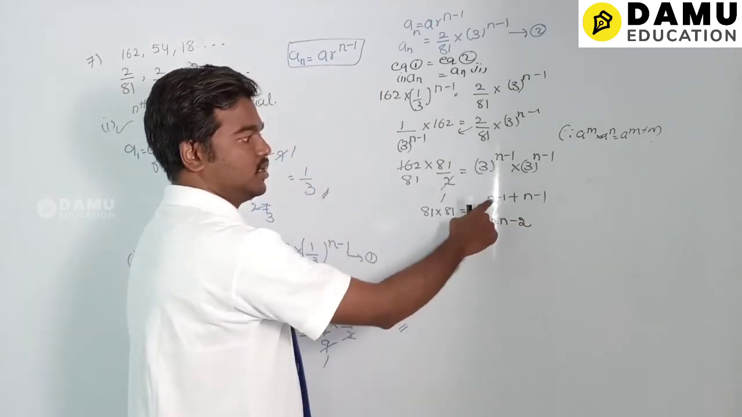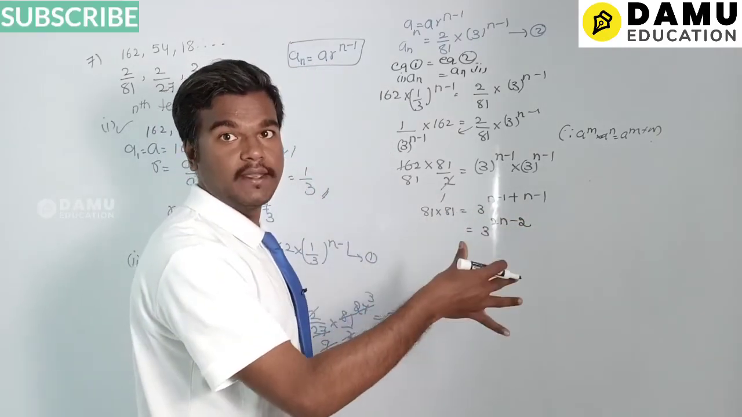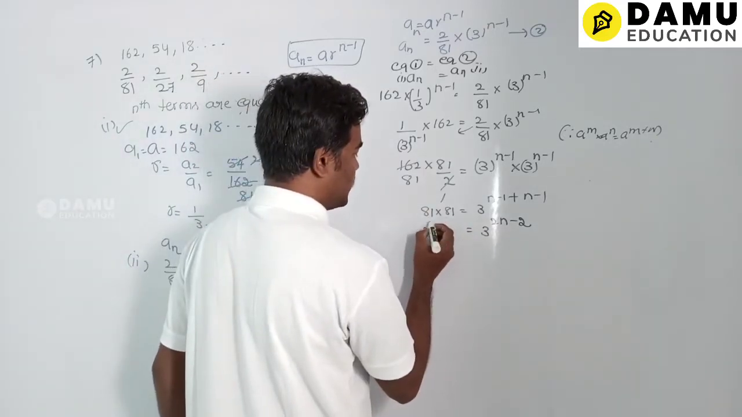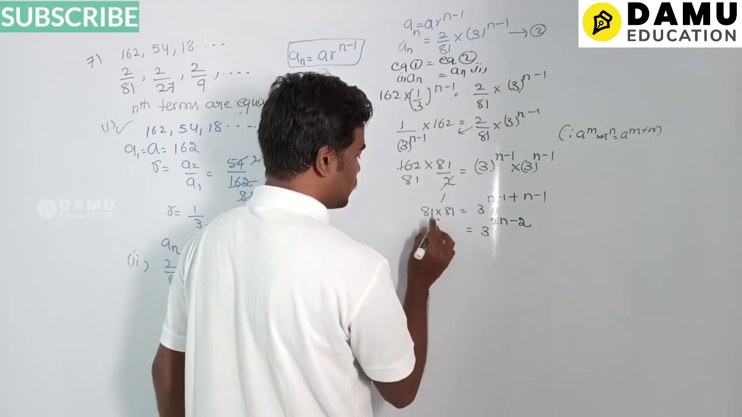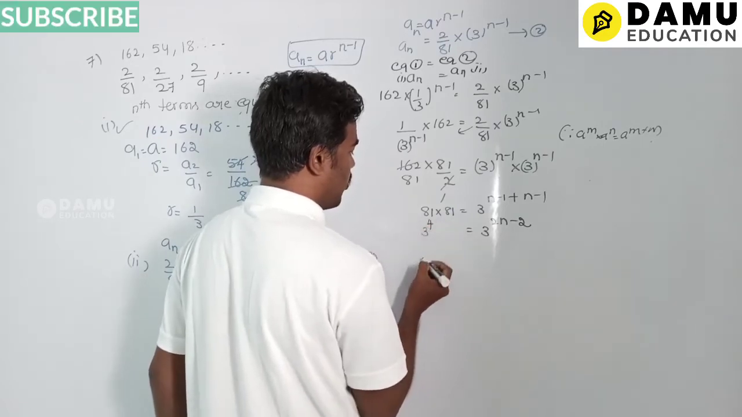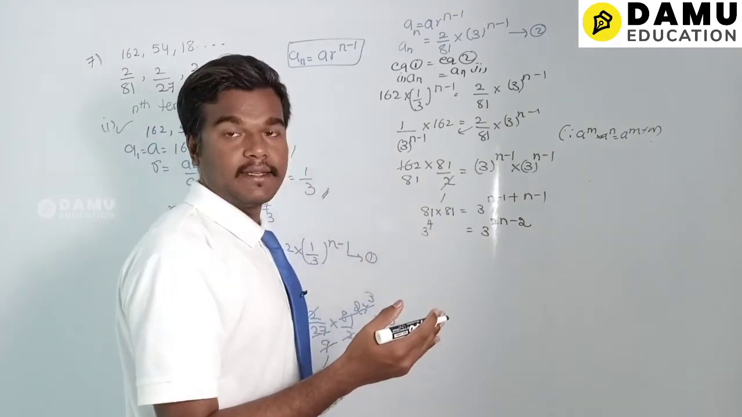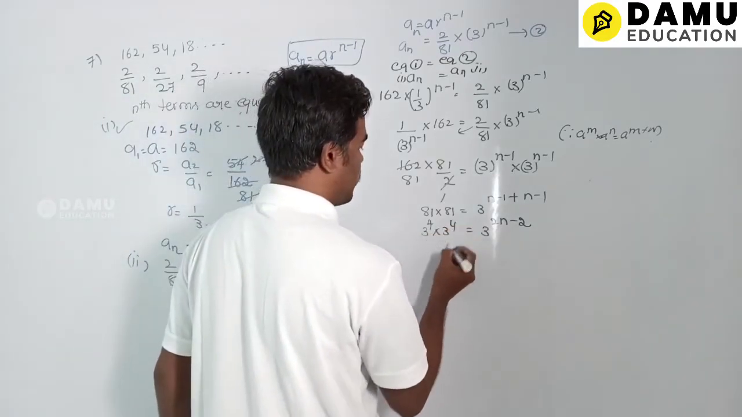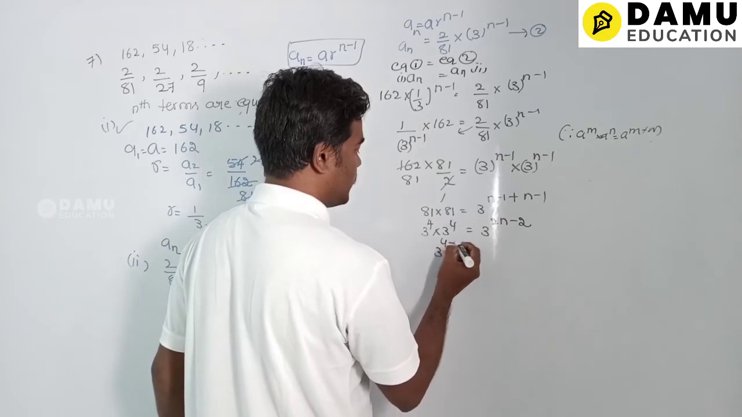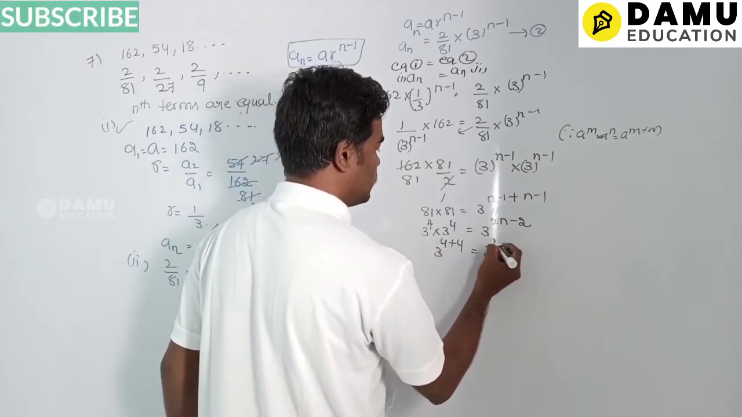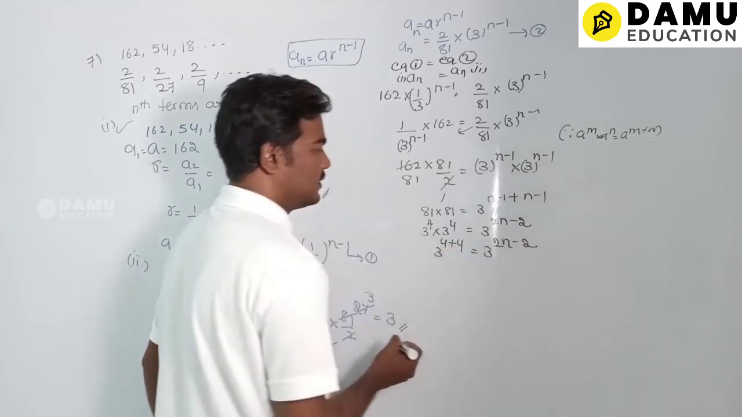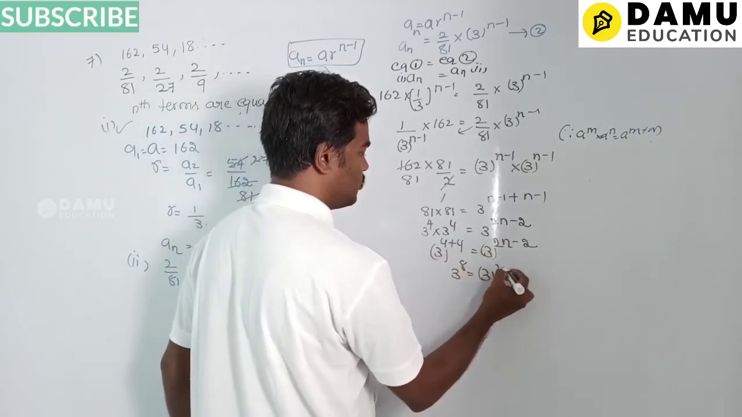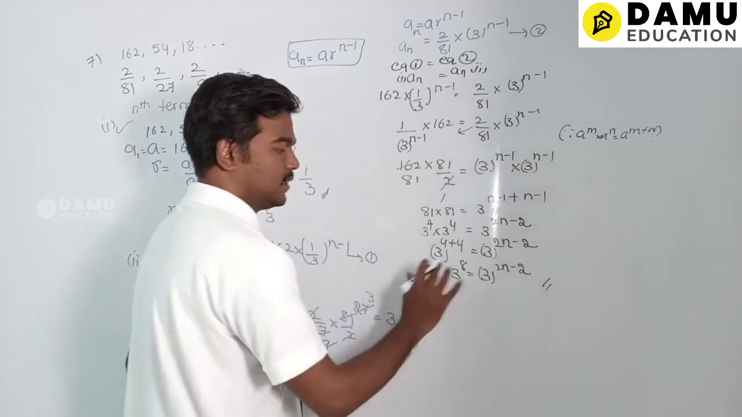The exponent is 2n minus 2: n plus n is 2n, then minus 1 minus 1 is minus 2. Now 81 can be written as 3 power 4, since 3 square is 9 and 9 9s are 81. So 3 power 4 into 3 power 4 is 3 power 8. So 3 power 8 equals 3 power 2n minus 2.